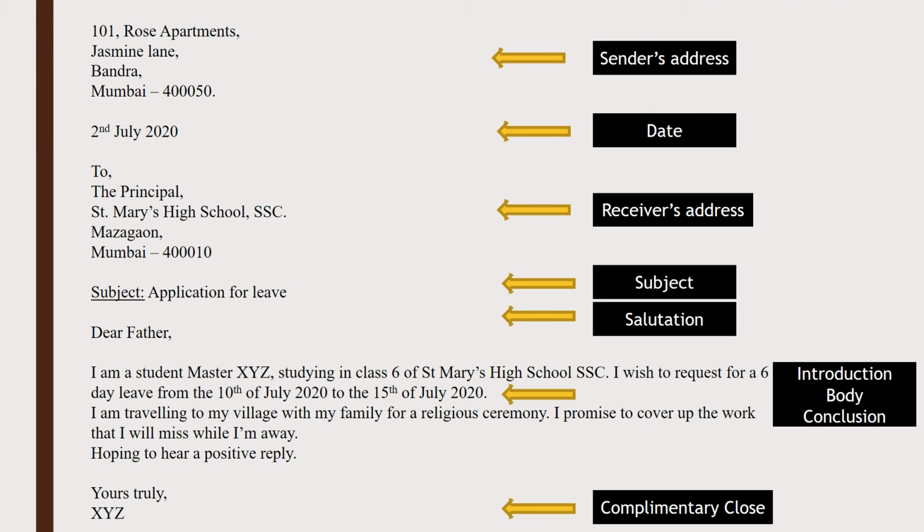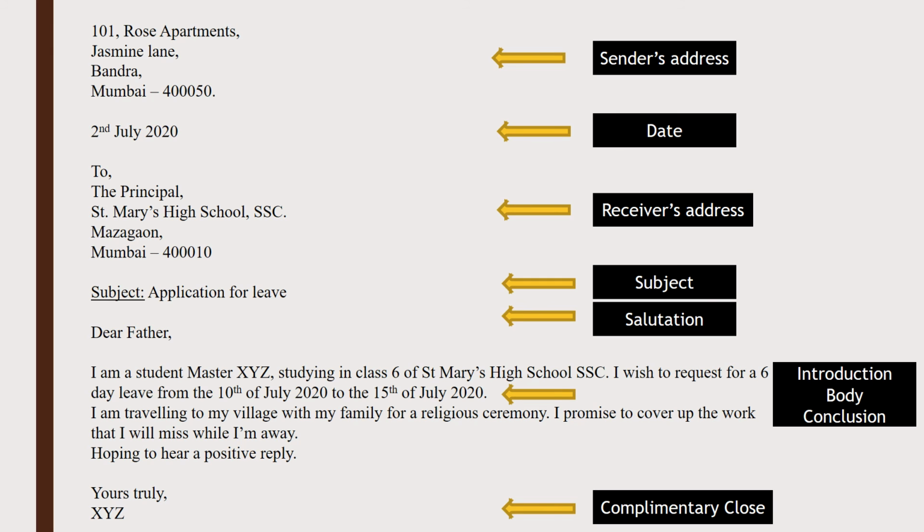This is how your letter will finally look. 101 Rose Apartments, Jasmine Lane, Bandra, Mumbai 400050. That's the sender's address. 2nd July 2020, the date. To the principal, St. Mary's High School, SSC, Masgond, Mumbai 400010. That's the receiver's address. Subject line, application for leave.